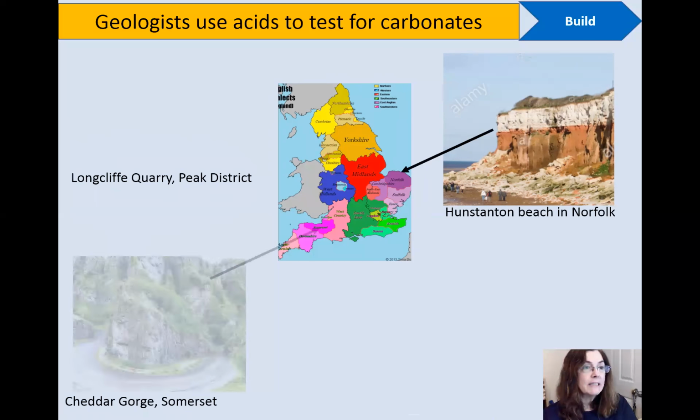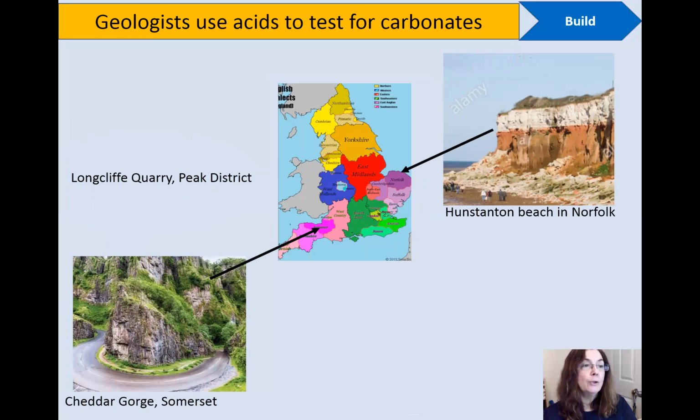Cheddar Gorge in Somerset, and as you can see it's pointing to the left hand side of the UK. Somerset is just before you get to Devon and Cornwall, a very popular holiday area, but Cheddar Gorge is gorgeous, absolutely lovely, and it's got these beautiful rocks and this scenery is fantastic, but it's made of limestone. And so the geologists are able to test it, and they can say, yes, it's made of carbonates.